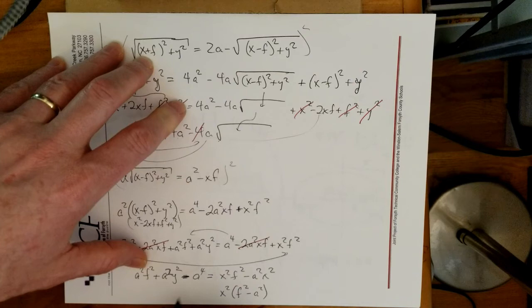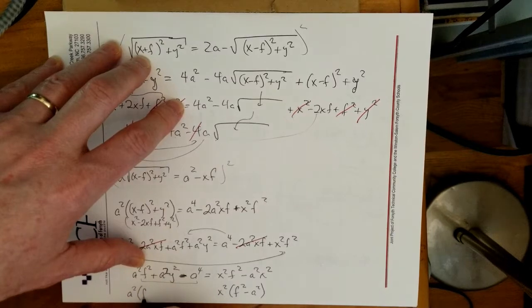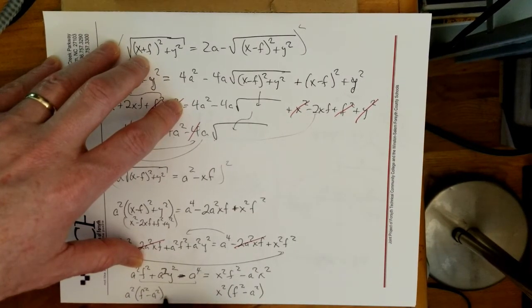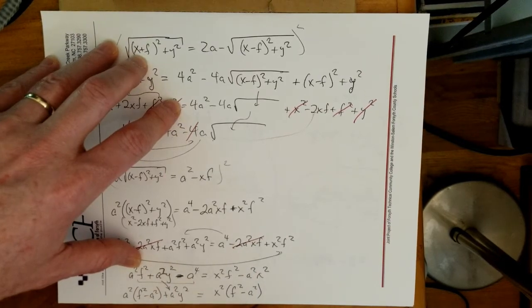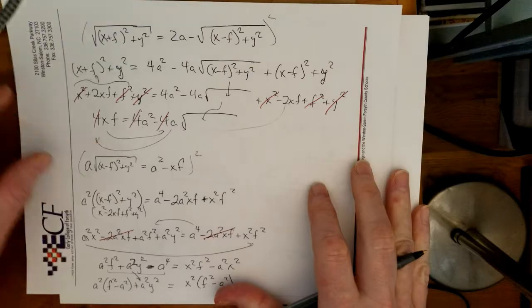And then over here, looking at these two right here, I can factor out an a squared from those, and I'm left with a squared times (f squared minus a squared) plus a squared y squared. That stays there. So we can simplify that. Actually, we've got some space over here.